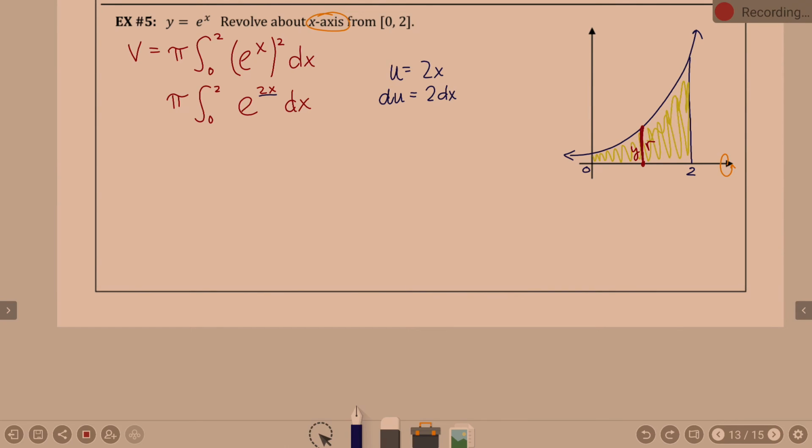Now, look at your pieces. This is going to be u, right? So it's going to be e to the u. Do I have a 2 dx as part of the problem? I don't. So if I divide this 2 over, 1/2 du is going to be equal to dx. So the dx can be replaced with 1/2 du.